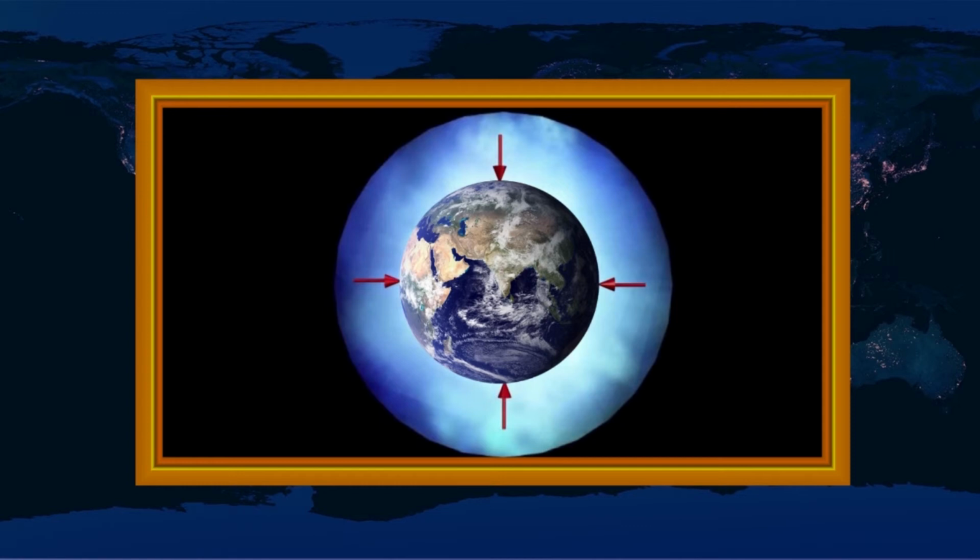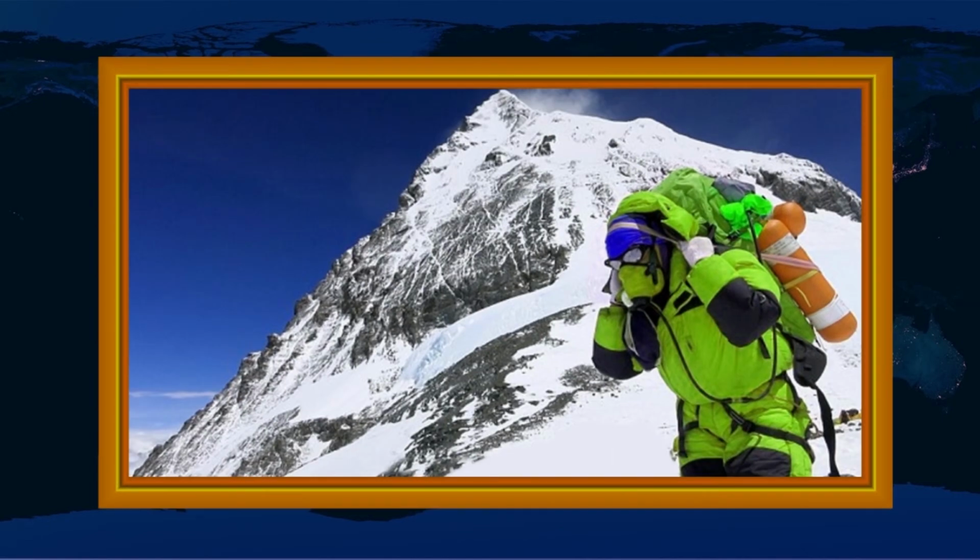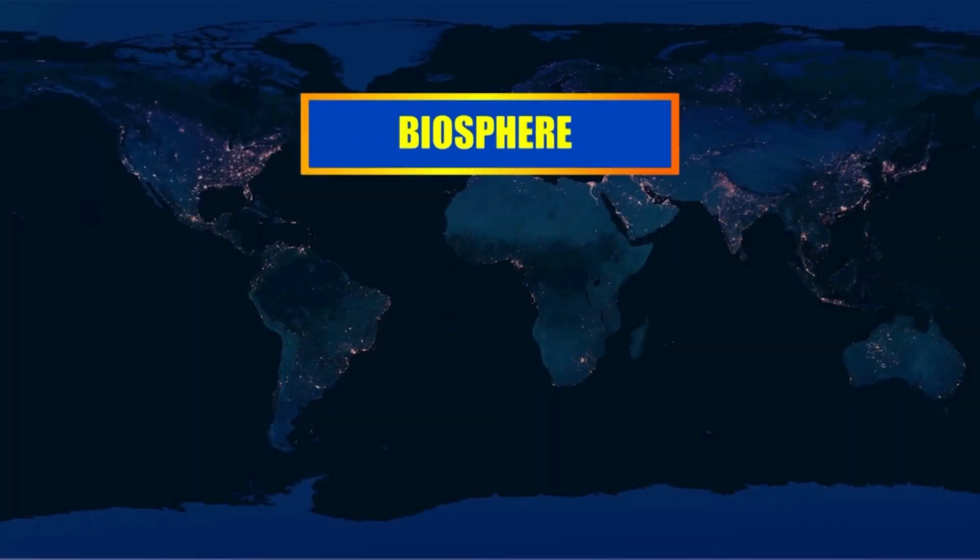The density of the atmosphere varies with height. It is maximum at sea level and decreases rapidly as we go up. The climbers have to carry oxygen cylinders with them to be able to breathe at high altitudes. The temperature also decreases as we go upwards.